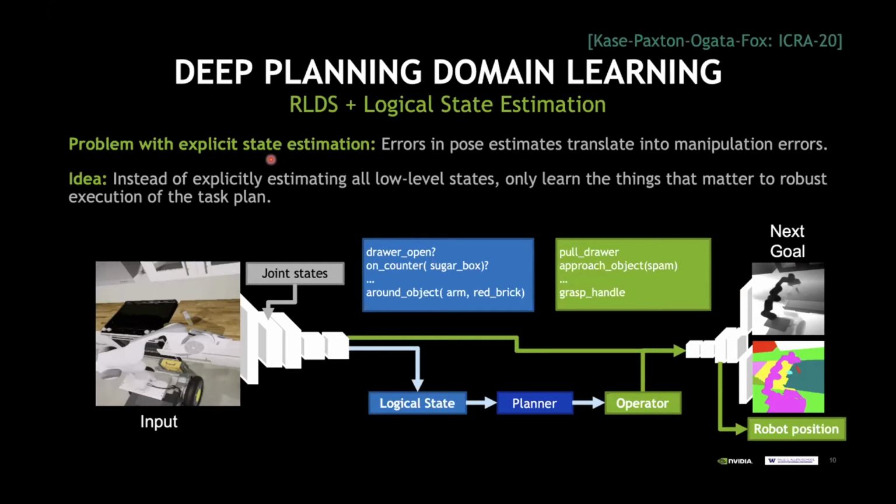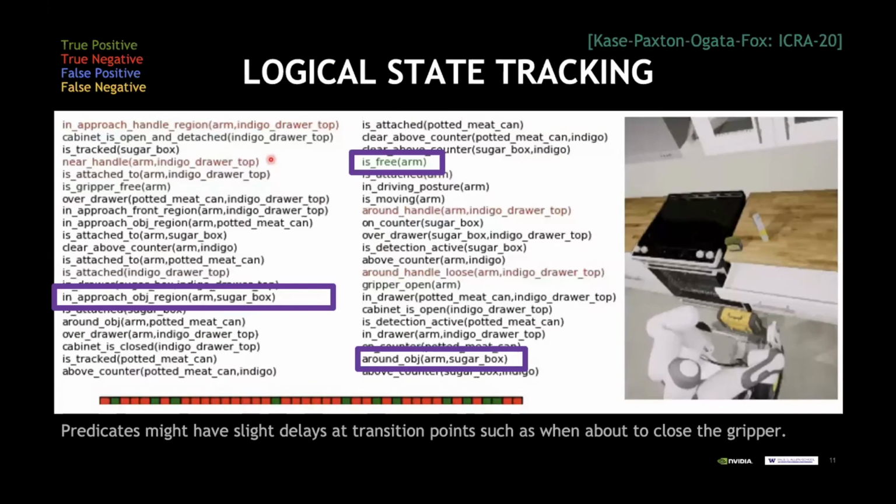Okay, so let me now give you an example of how this works. This is first on the logical state tracking. This is a bit complicated. What you see here is a long list of these logical predicates that the task planner cares about. On the right, you can see the input image data. In this case, the robot manipulator actually wants to pick up the sugar box, which is the one over here. Let's just pay attention to these three predicates that I highlighted here with the purple boxes.